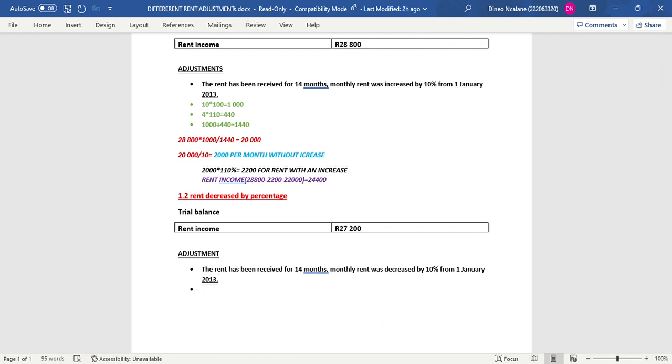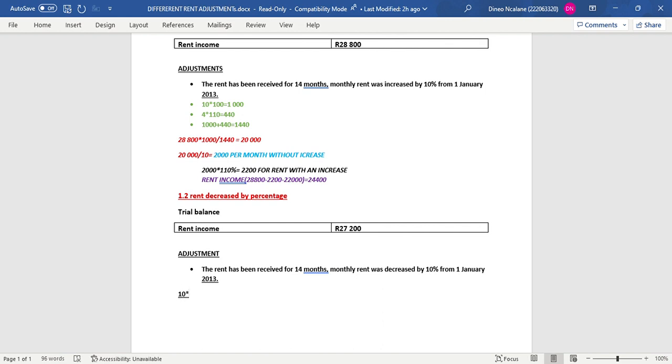Okay, enter. Right, now we have 27,200 for rent. Okay, 27,200. Now let's calculate the number of months before the decrease. It's March, April, May, June, July, August, September, October, November, December. We will stop at December. Okay, 10 months before the decrease.